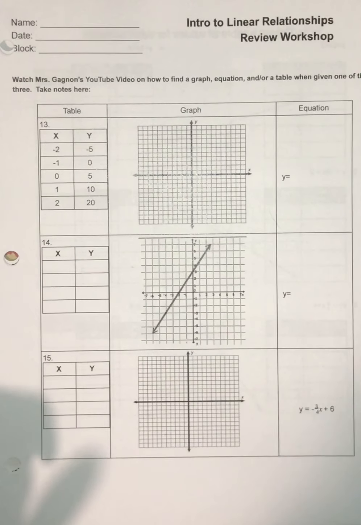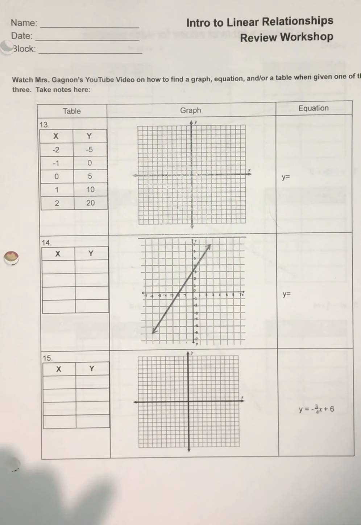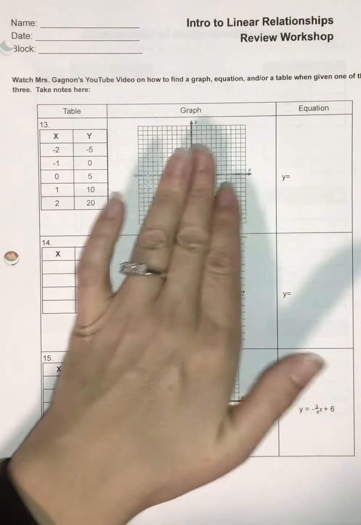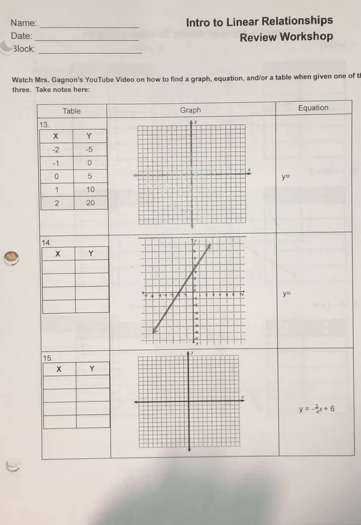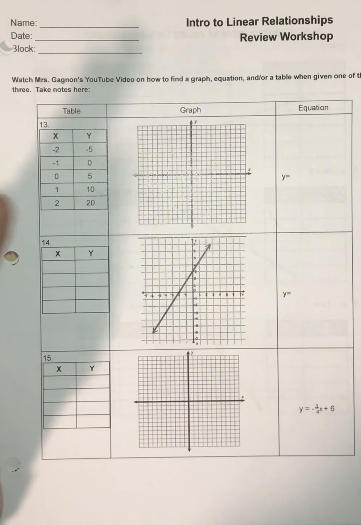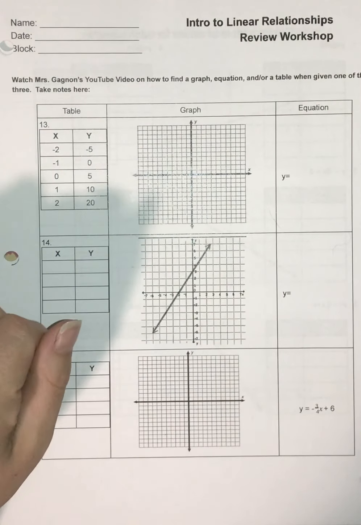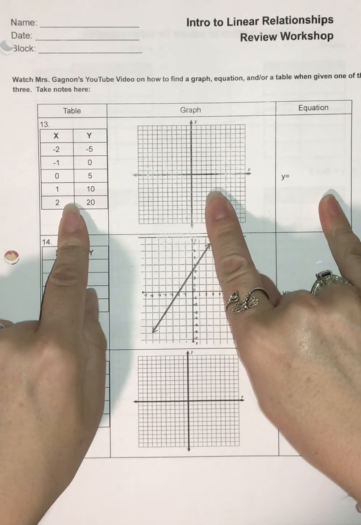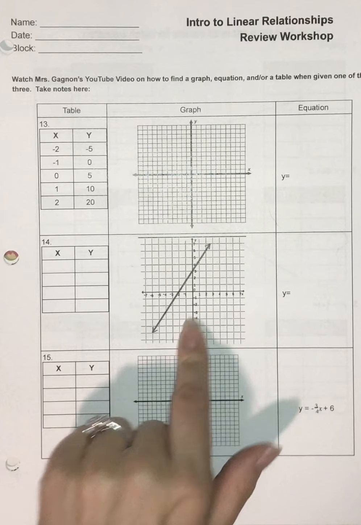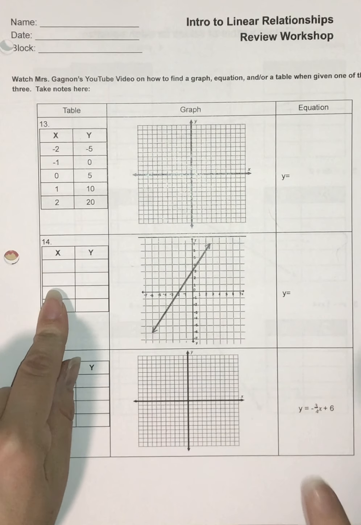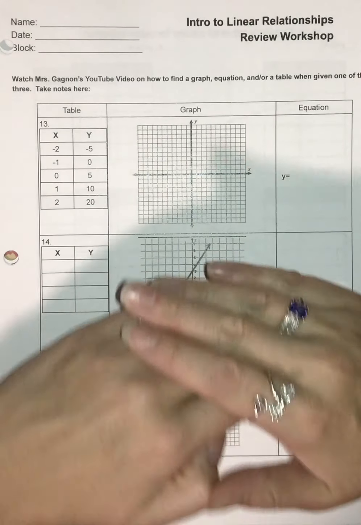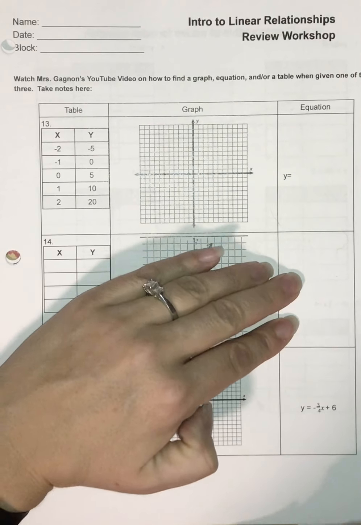Okay, so today I'm going to show you how to take one piece of information and convert it to the other two pieces of information, because our tables, our graphs, and our equations all relate. This one, they give you the table, so we'll find the graph and the equation. This one, they give you the graph, so we'll find the table and the equation. And this one, they give you the equation, and we'll find the table and the graph. So we'll just start right at the top and work our way down.